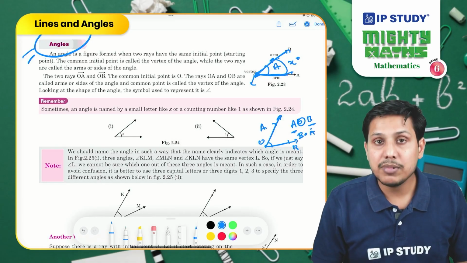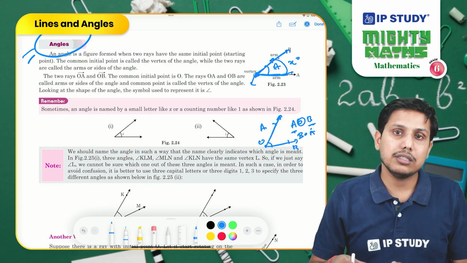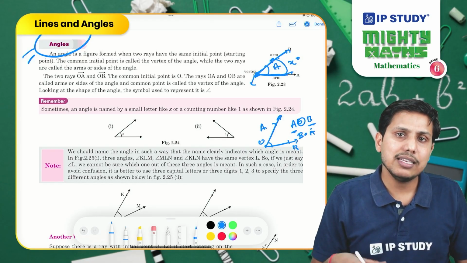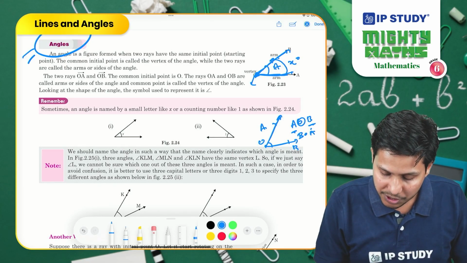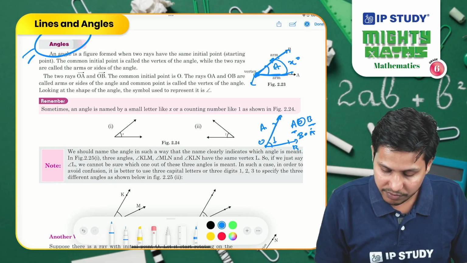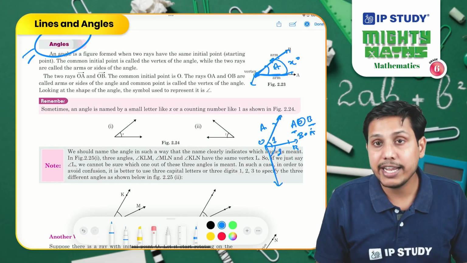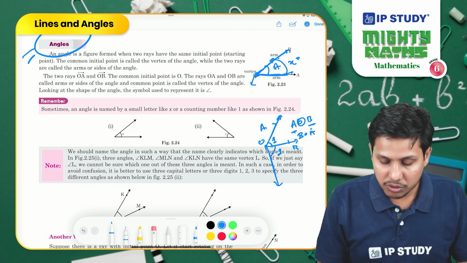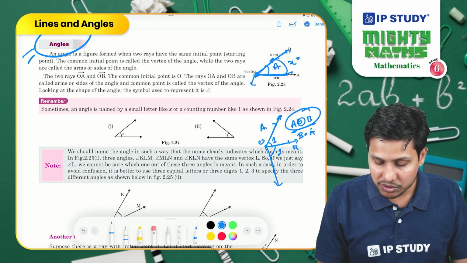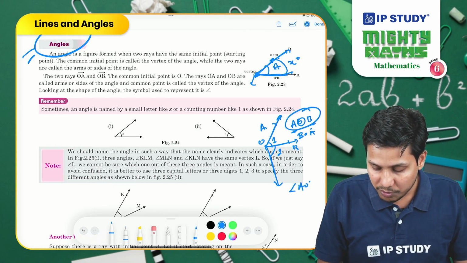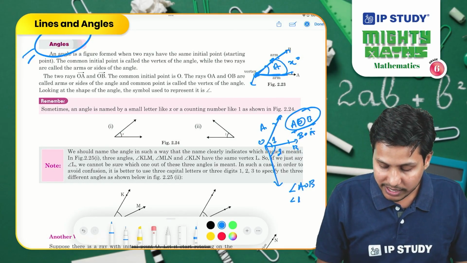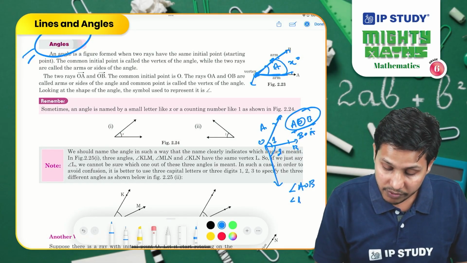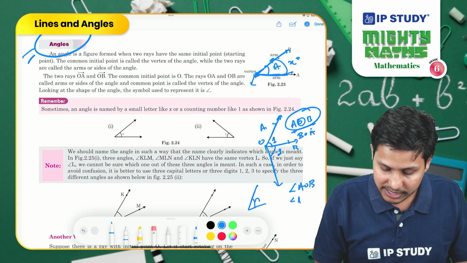Now sometimes while calculating, writing this long name will be tedious and time consuming. So instead we can use a number like 1. Suppose we have two angles, so I can name them 1 or 2 depending upon the requirement. So this is the first way, either using letters like AOB, or naming using numbers like angle 1. Or we can name this angle as x degree.